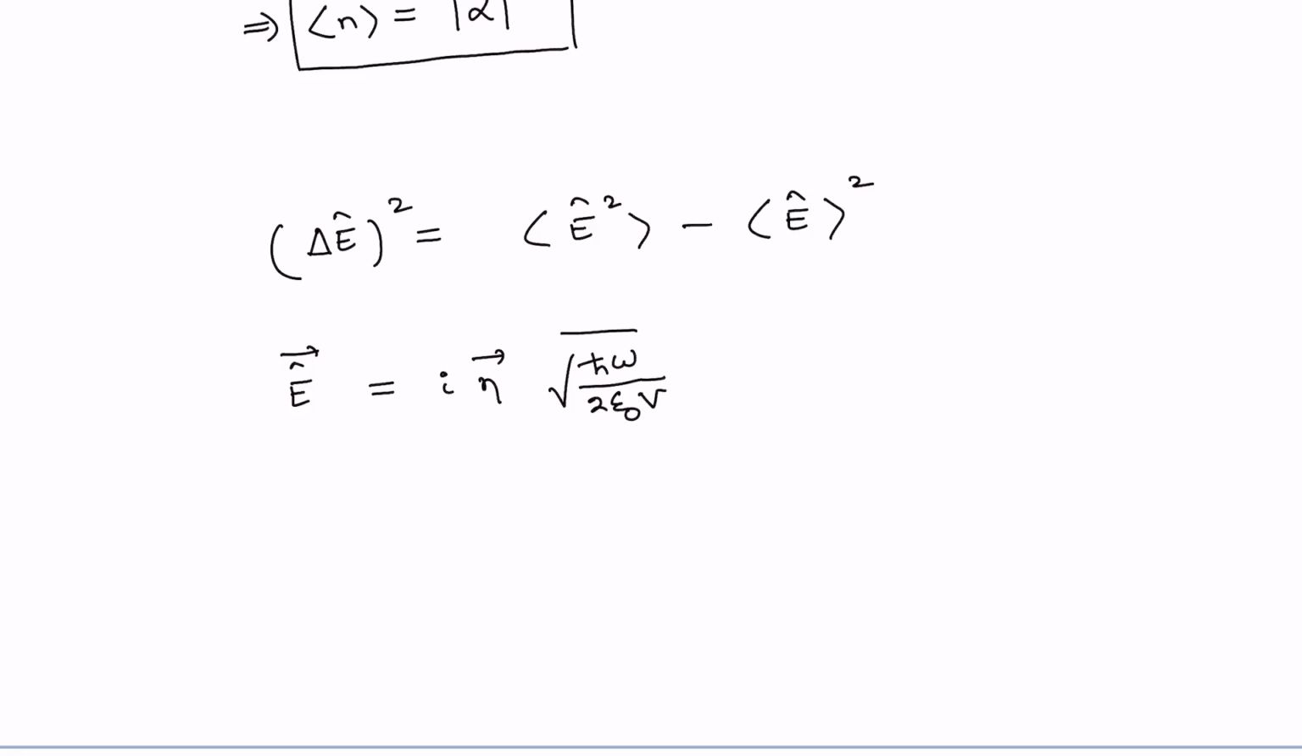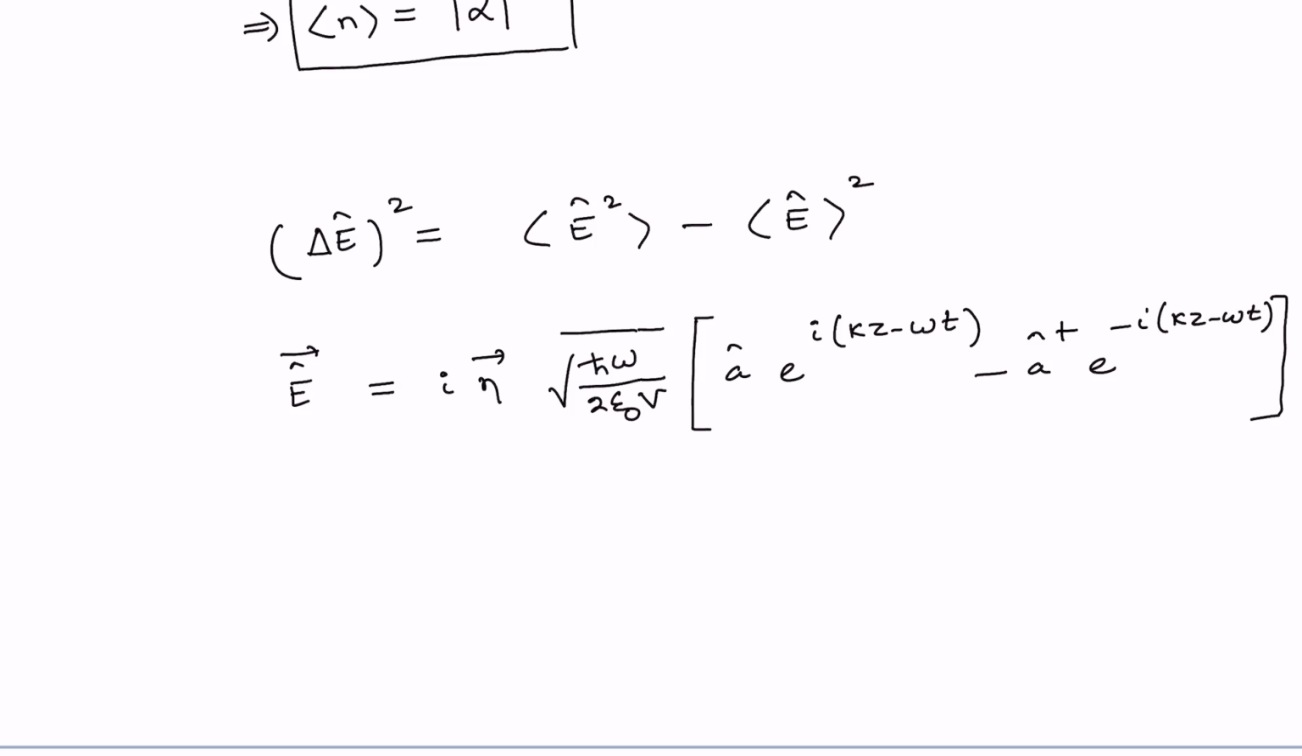V is the quantization volume, and we are taking a single mode electric field, and then we have a e to the power i(kz minus omega t) minus a dagger e to the power minus i(kz minus omega t). By the way, while I am writing it, please don't get confused, because earlier when I wrote down this electric field operator for the propagating field, I had taken z equal to 0, but now I am using the full expression.